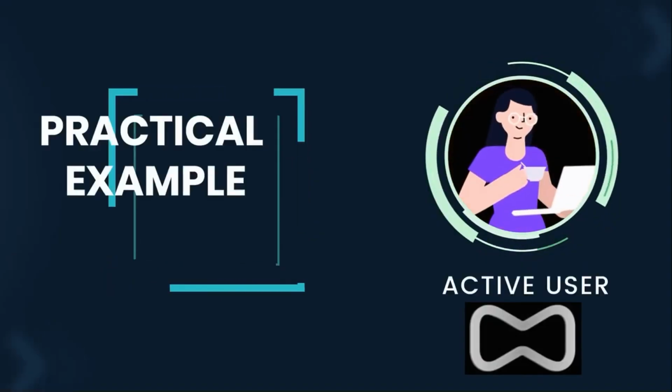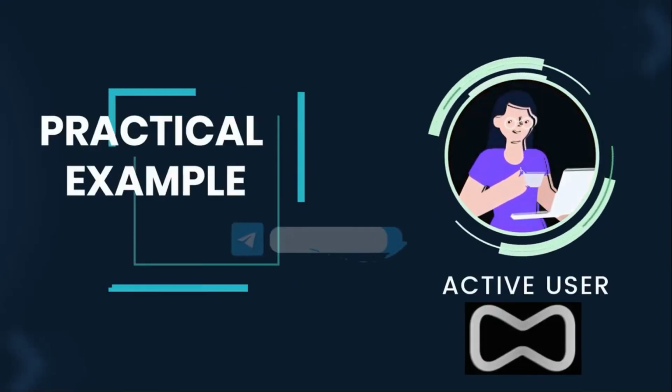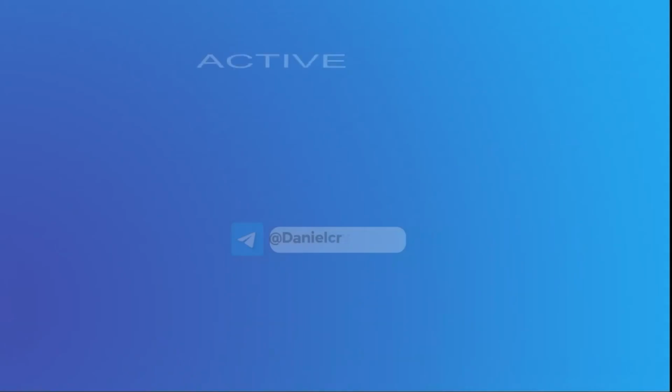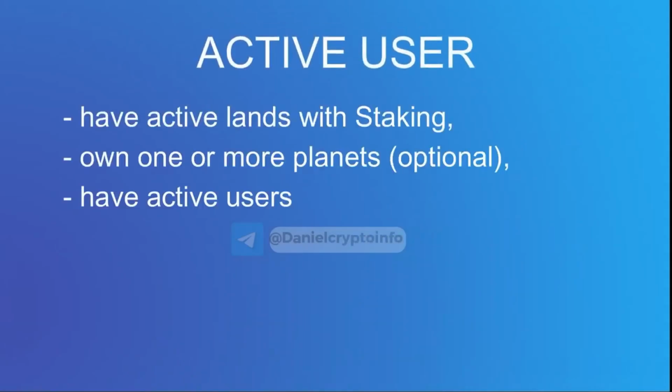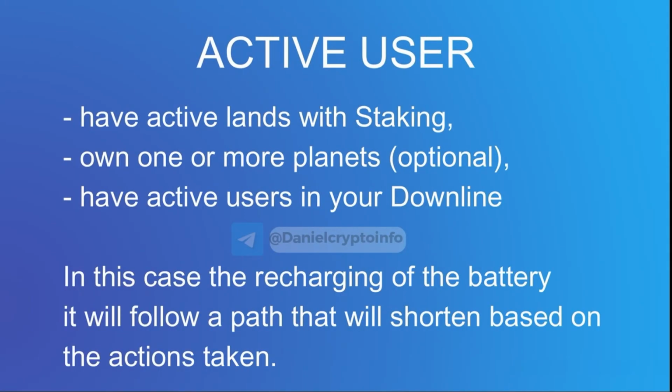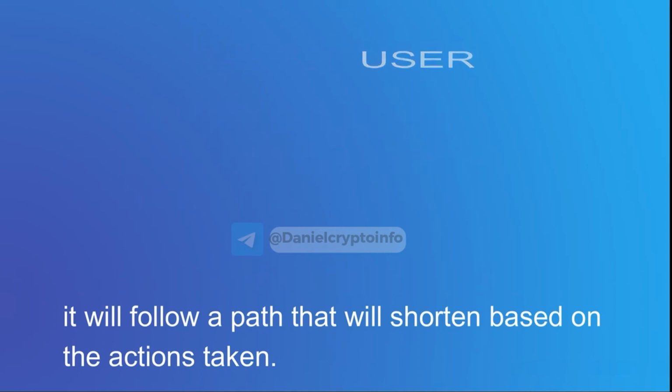Practical example for an active user. Being an active user means having active lands with staking, owning one or more planets, and having active users in your downline. In this case, charging the battery will follow a path that will be shortened according to the action taken.